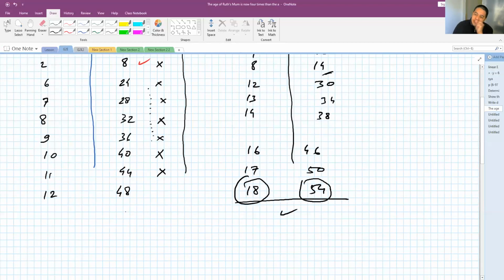And that tells us something. So basically the answer is: Ruth's age now is 12, and 48 is Ruth's mom's age now.